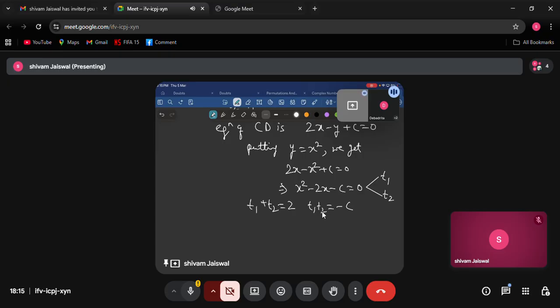Are you getting it? Y equal to x square. If x equal to T1, then y is equal to T1 square. You have to use the other approach when it is parallel to the x-axis, and this one when it is not parallel to the x-axis. Devaita, Pratyoto, did you understand up to this much?